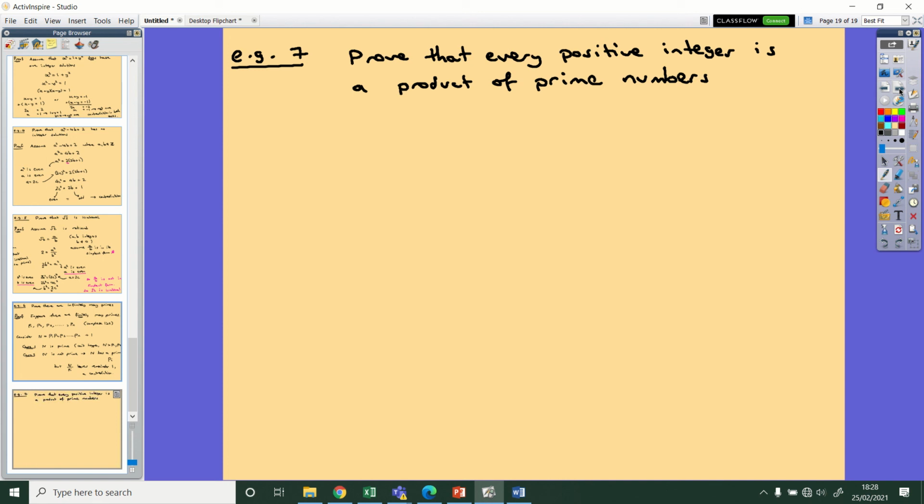Okay, so let's prove our final example using proof by contradiction for the final time. So if you think about this sentence, we're proving that every positive integer is a product of prime numbers. Now in fact we can make a stronger statement and say that this is a unique product of prime numbers, which is a very, very important theorem in mathematics. But for now we're just proving that it is some product of prime numbers. Right, our assumption then is that this is false. So let's start the proof.